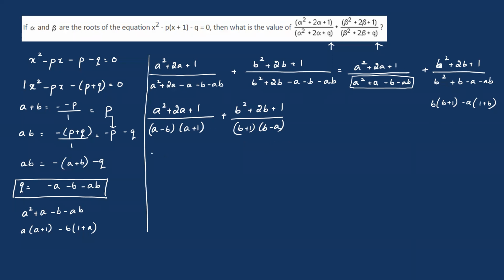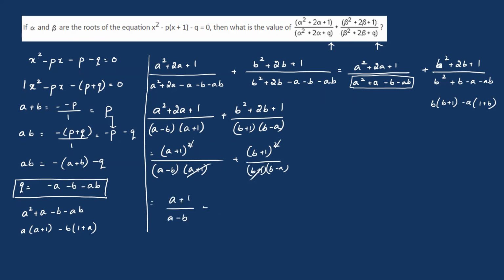Now, if you observe the numerators, this numerator can be written as A plus 1 whole square divided by A minus B into A plus 1, plus this can be written as B plus 1 whole square divided by B plus 1 into B minus A. So square and square, this and this get cancelled. So eventually my simplified form is A plus 1 by A minus B plus B plus 1 by B minus A. Clear? Now B minus A can be rewritten as minus of A minus B. Clear, guys?